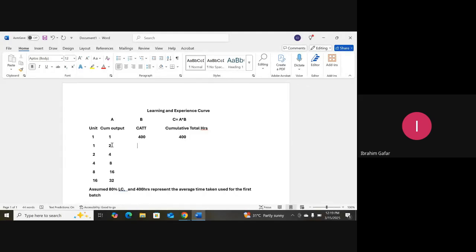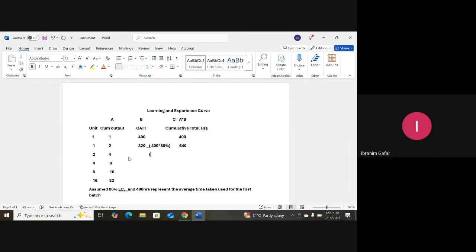Are you with me? So if I want to check now, since I have assumed 80% learning curve, I'll just say 400 multiplied by 80%. What do you have? 320. You can see that whenever it's double, it will reduce. Then what is going to be my C? 640.